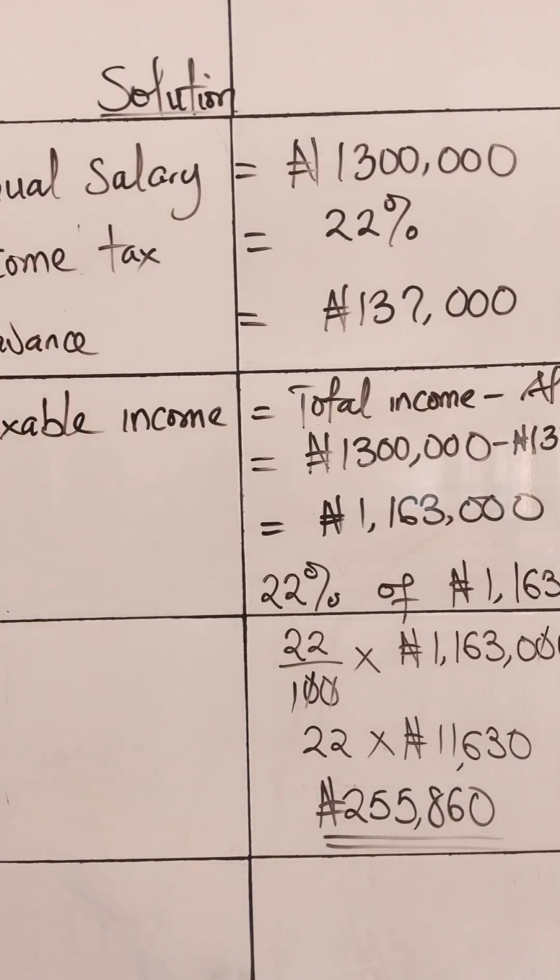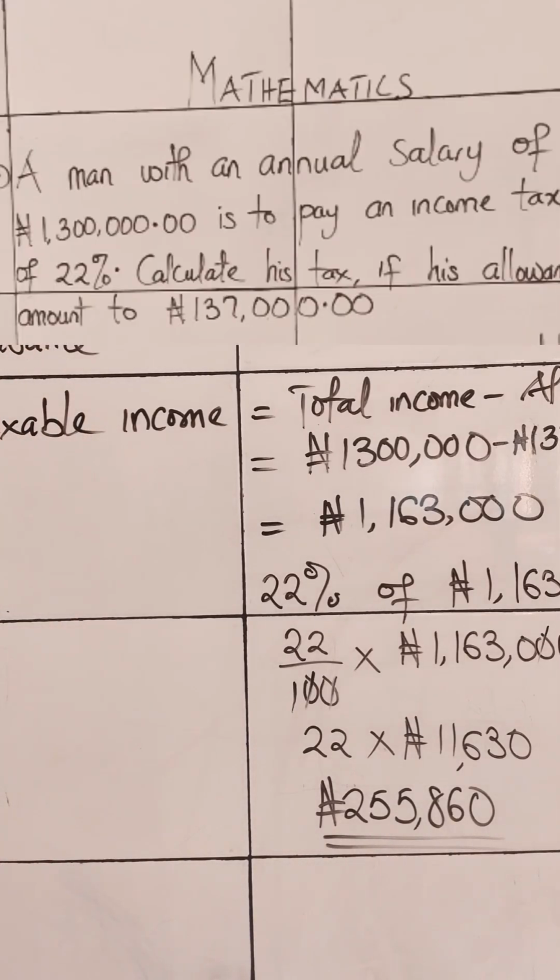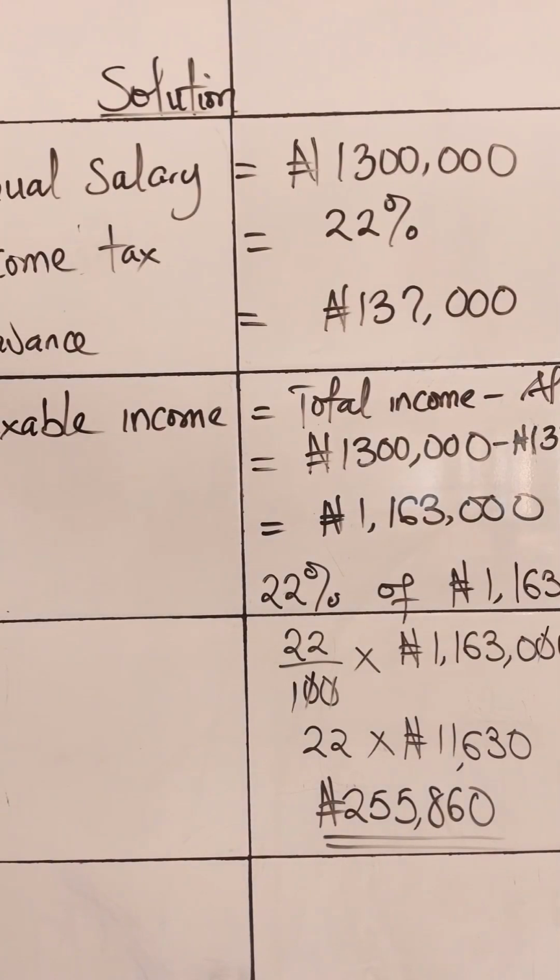So remember, the question says a man with an annual salary of 1 million is to pay an income tax of 22%. Calculate his tax. So at the end of the day, this man is expected to pay 255,860 naira.